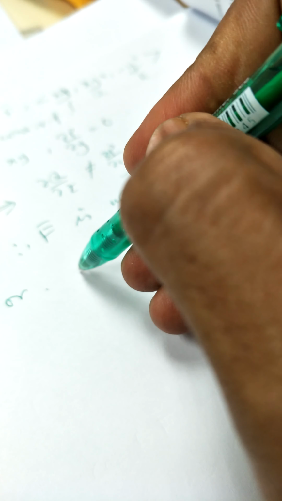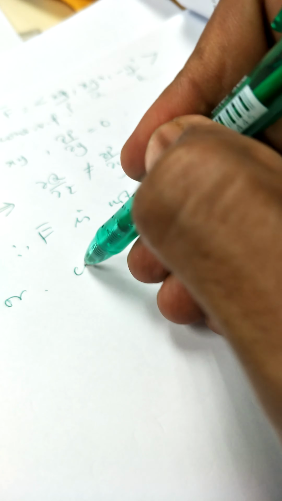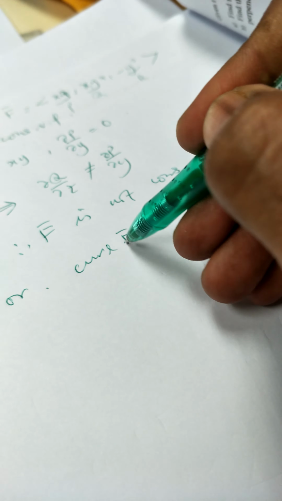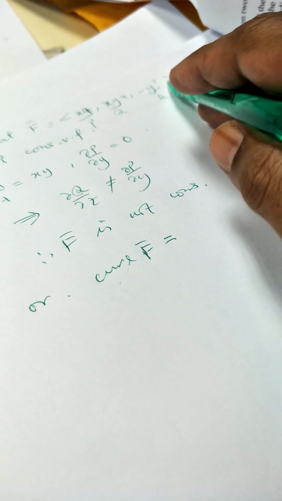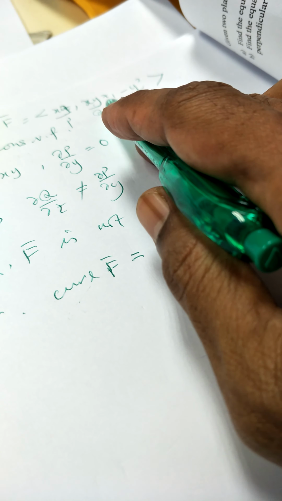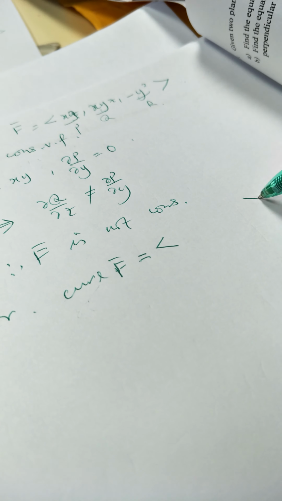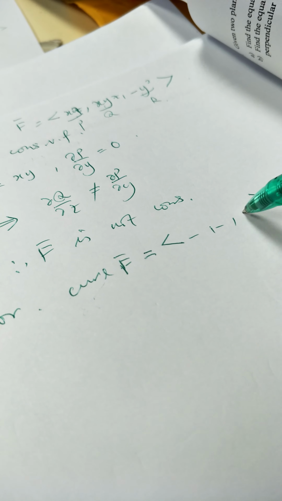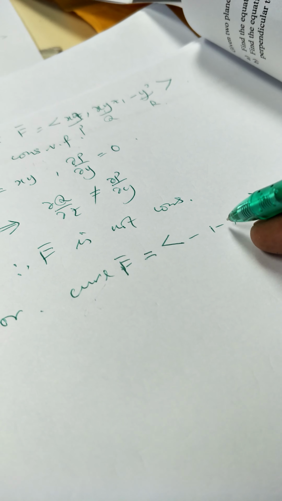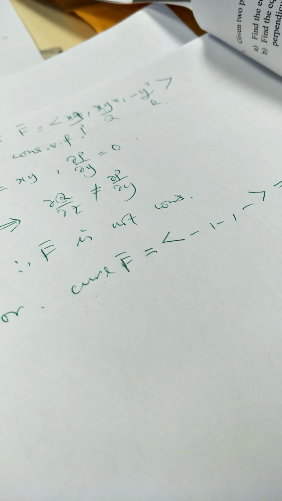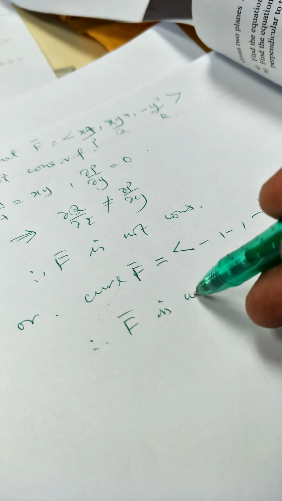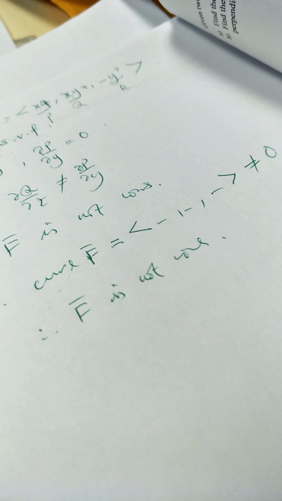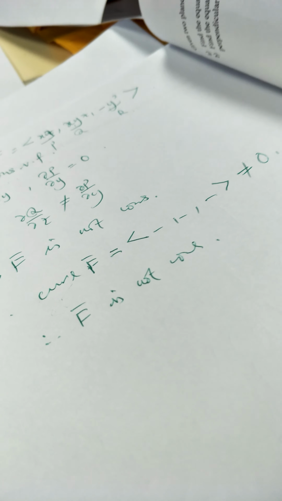Okay, or you can also do this. Find the curl of F. If you find the curl of F, find each of these components: first component, second component and third component. Each of these components will not give you 0, so this is different than 0, therefore F is not conservative. It's not conservative. Okay, you can try that.